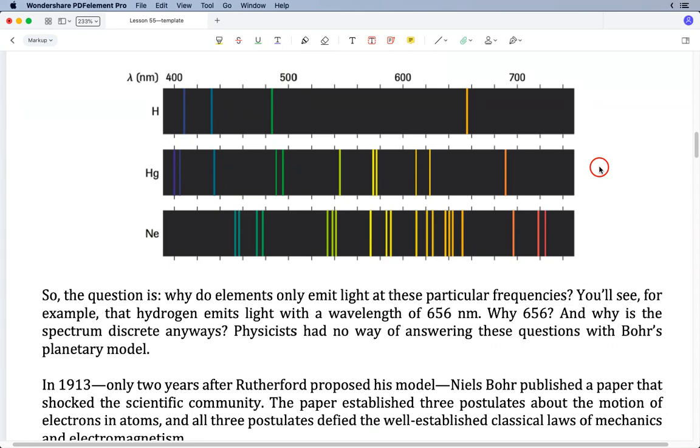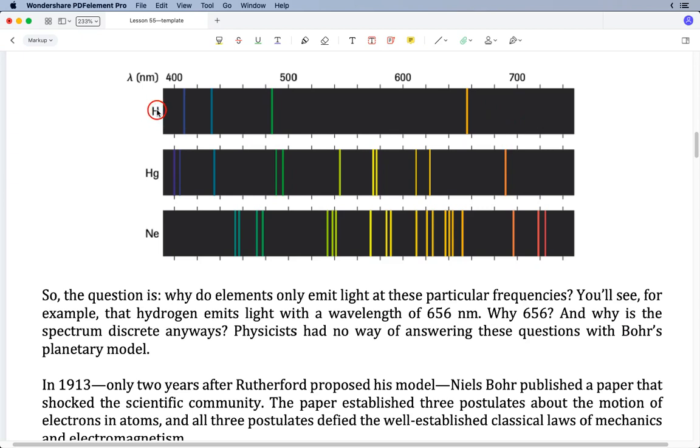Physicists didn't really know, and there was no way of answering these questions with Rutherford's planetary model. So in this lesson, basically, we're going to talk about a model of the atom that was put forward by Niels Bohr. He published a paper in 1913, which was just 2 years after Rutherford had put forth the planetary model. And we're going to learn that Bohr's model is actually extremely effective at predicting the spectrum for hydrogen.